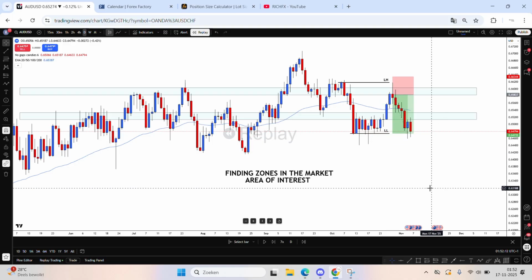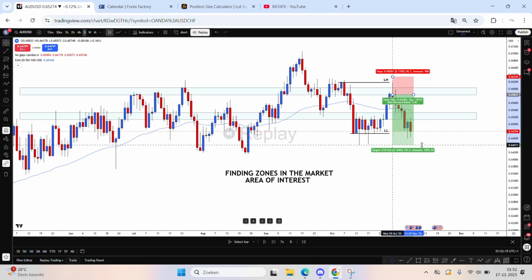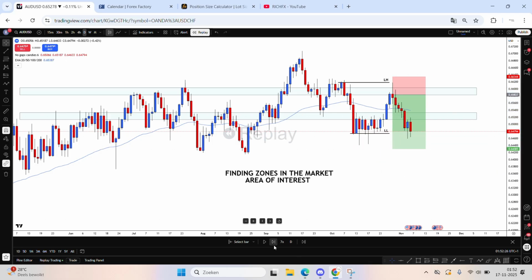Most of the time we will make a lower low, so we can fill these wicks right there. So it is a possibility that you can take your take profit right there. That is almost a 1 to 3. Let's make it 1 to 3.